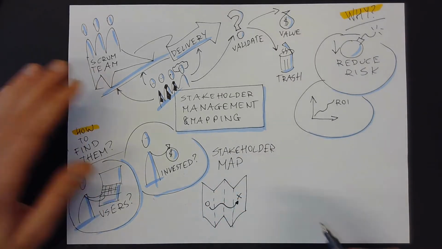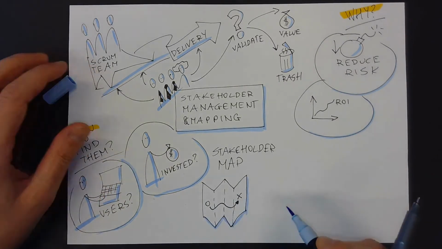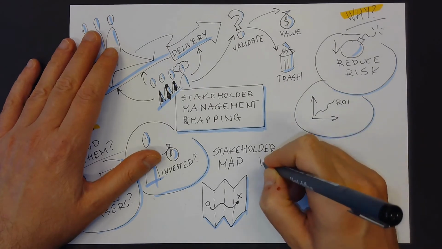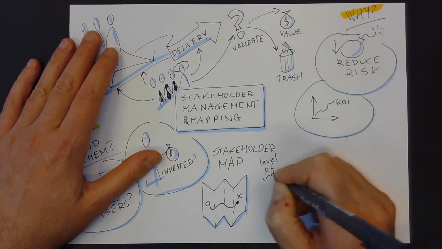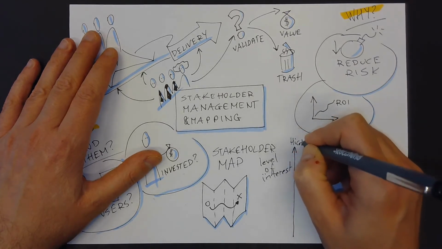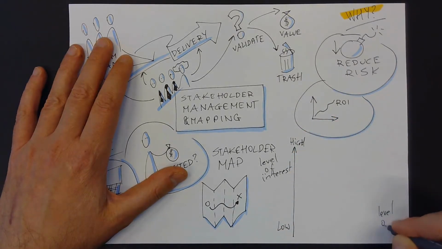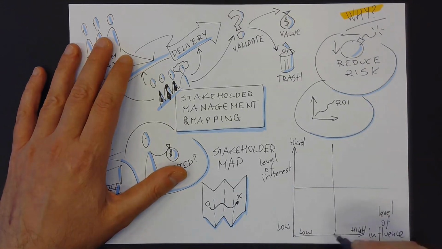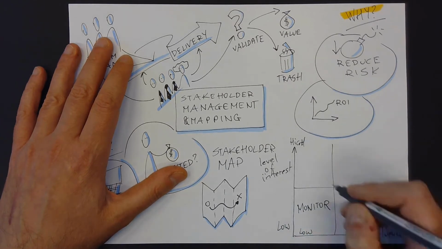Next, create a stakeholder map and place your stakeholders here. One of the best ways to do that is to use a matrix to analyze the power that stakeholders have over your project and the level of interest in it. So this map has two dimensions, the level of interest and level of influence of the project. In the lower left corner you have the monitor section, and those you don't need to worry too much about.